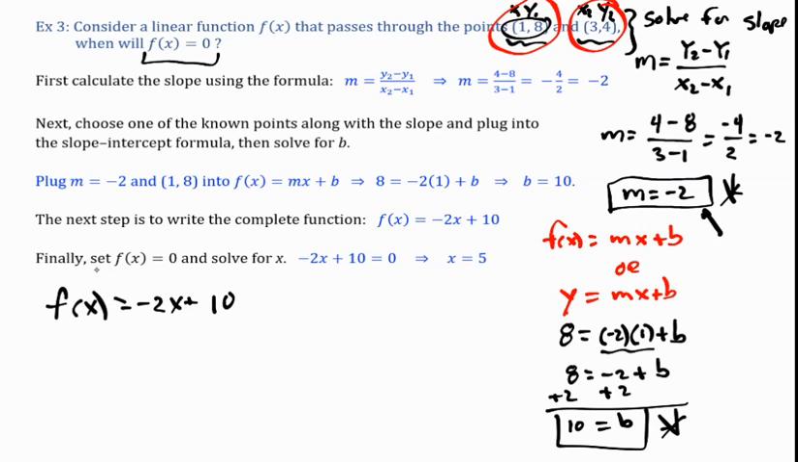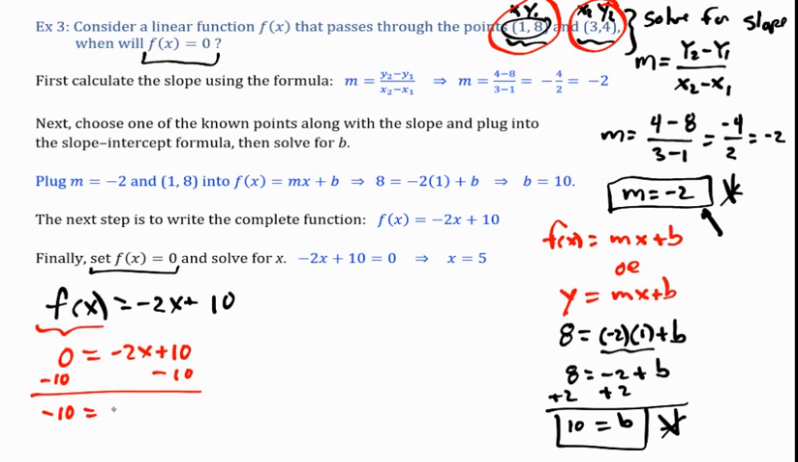And now the final question, when will f of x be equal to 0? So we will replace f of x with the number 0. And now we have an equation that we can solve, just like we did in our previous two examples. And we want to get the x term by itself, so let's move the constant first.